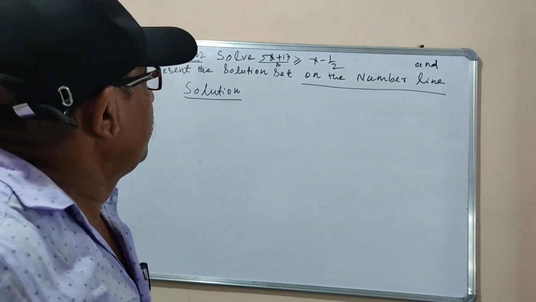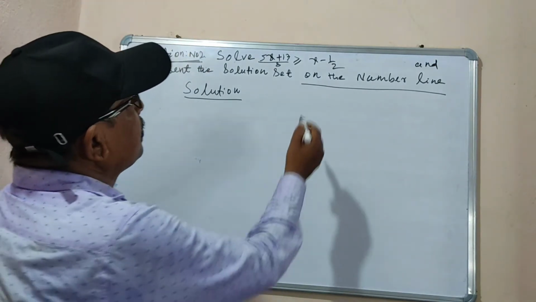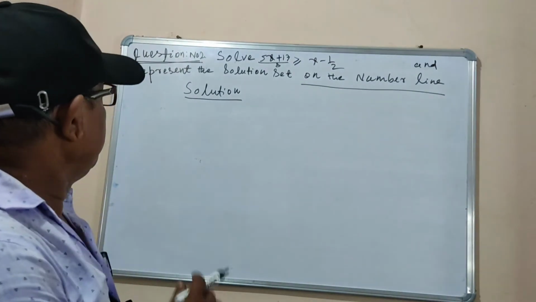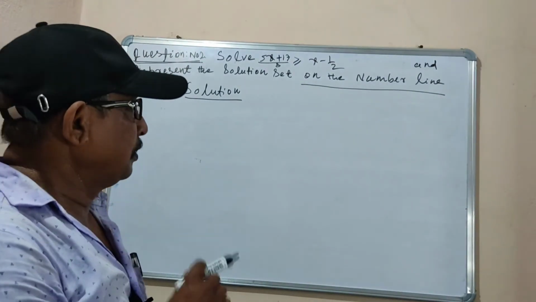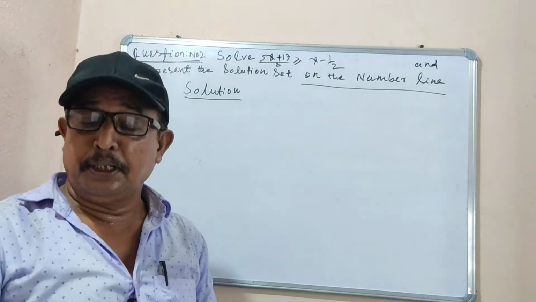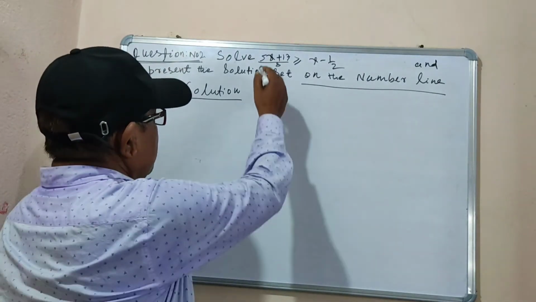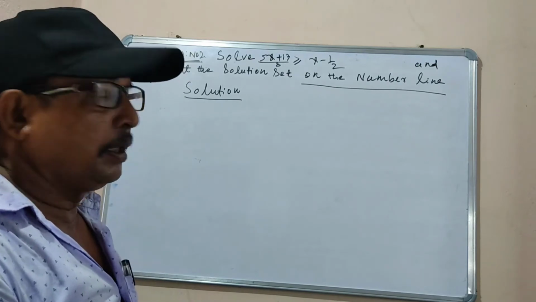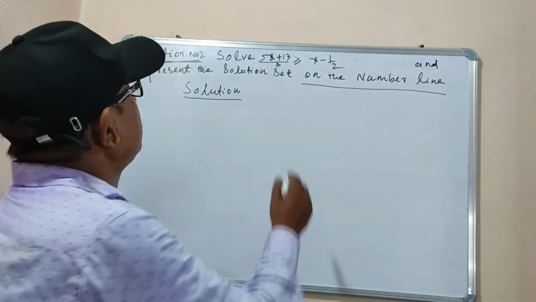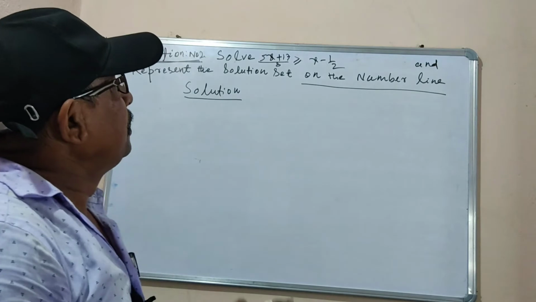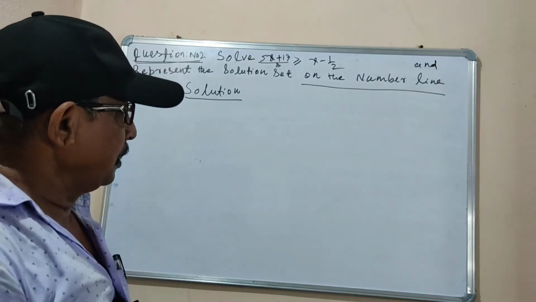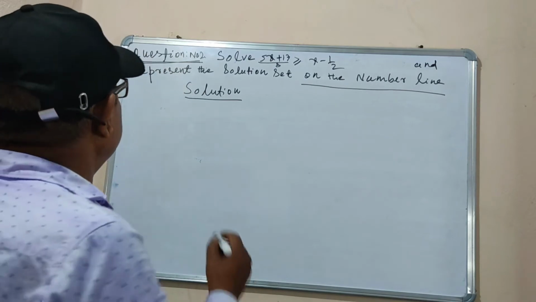Solve (5x plus 17) by 8 greater than or equal to (x minus 1) by 2, and represent the solution set on the number line. This is the question. (5x plus 17) by 8 greater than or equal to (x minus 1) by 2. And we represent the solution set on the number line.